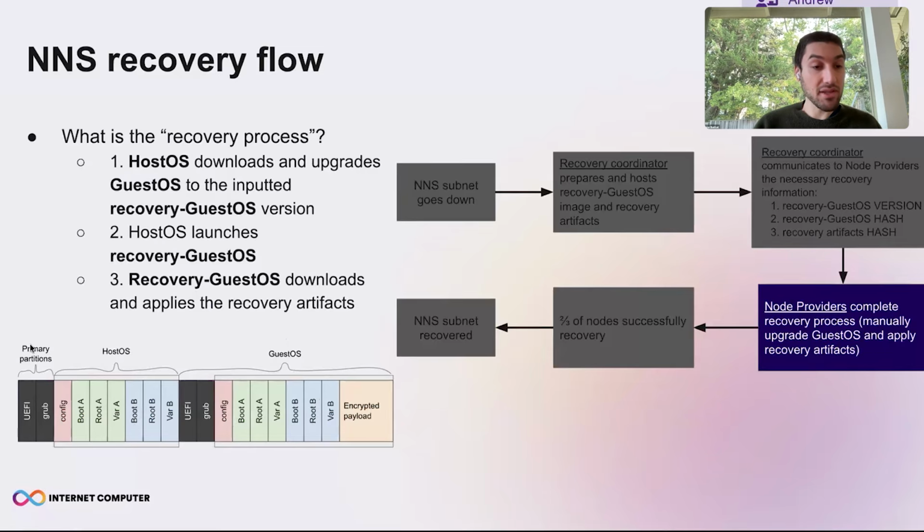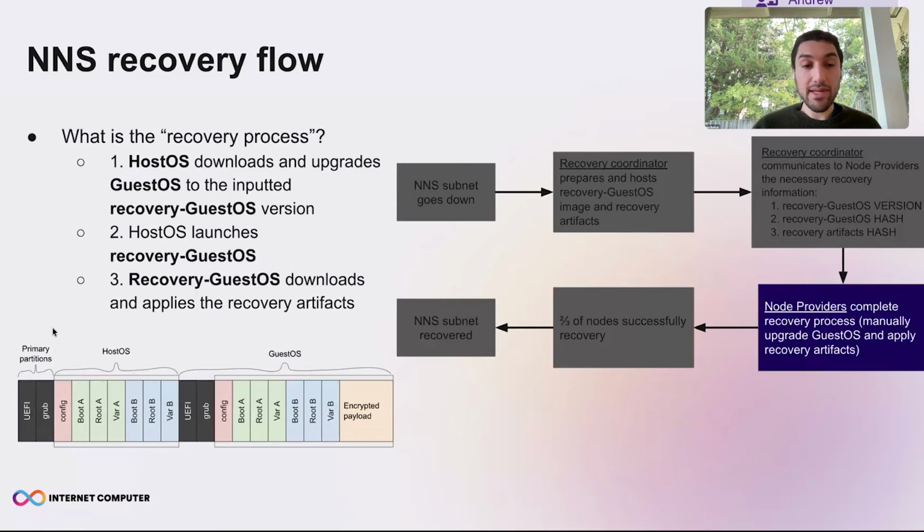It's what launches the guest OS VM. But this is the partition layout. And you can see that host OS and guest OS both have an AB partition layout, so that host OS and guest OS can each upgrade themselves. When host OS wants to upgrade itself, it writes the upgrade to its passive partition, and then it reboots into that partition, making the passive partition the active partition. So that's how it upgrades itself.